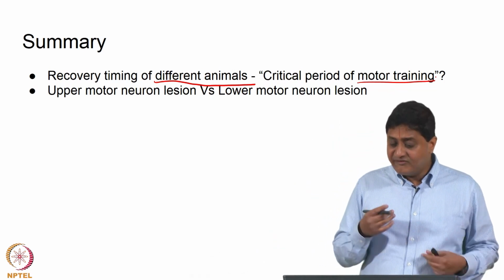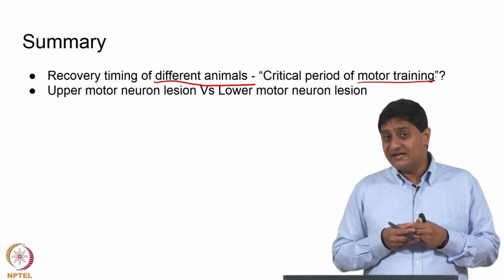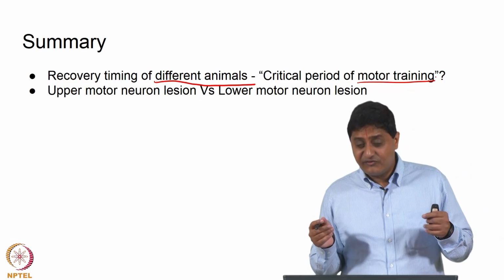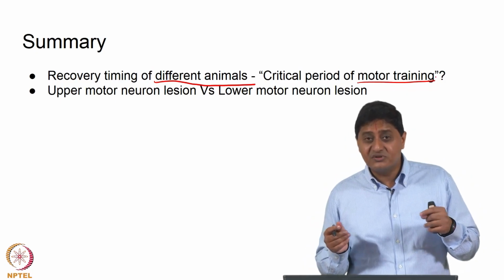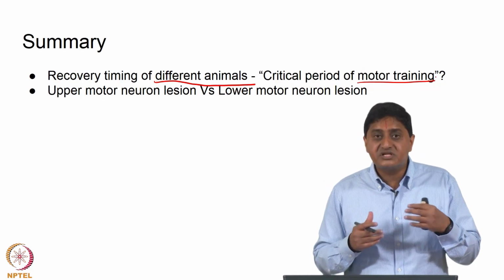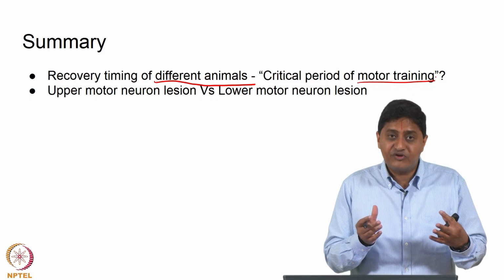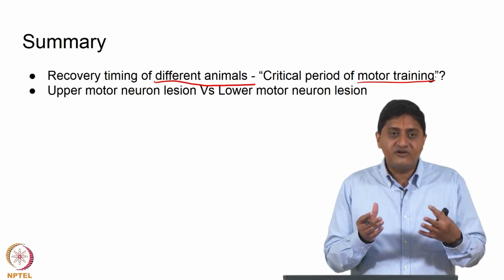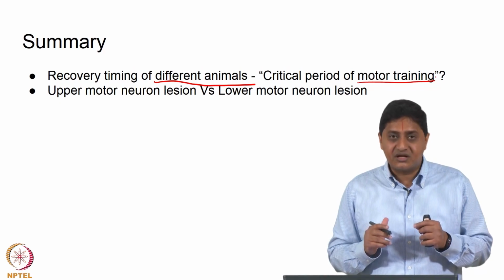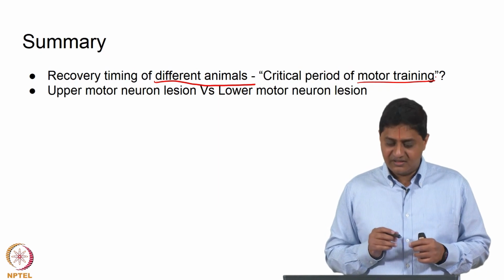So if there is a critical period for motor training, this gives us an idea that maybe motor training can help improve movements in future. That means it is possible for the brain to restructure itself or somehow realign to perform a new function. That is a revolutionary idea that we will discuss in a future class, where we will discuss the role of plasticity in motor recovery.